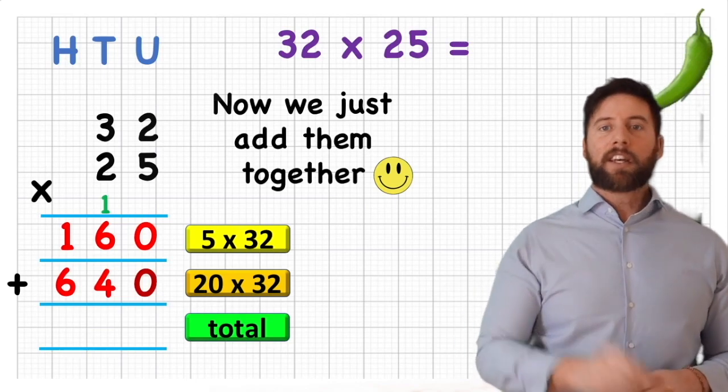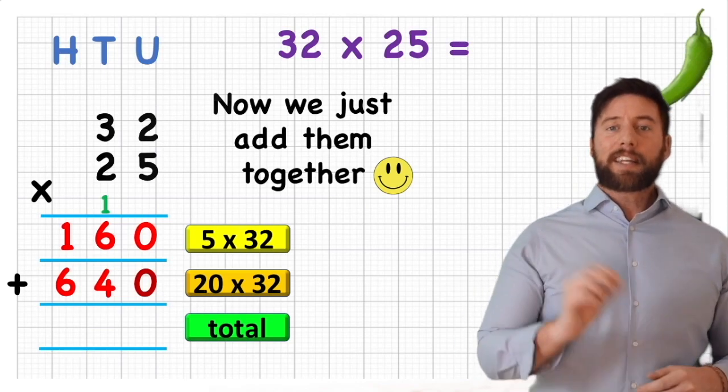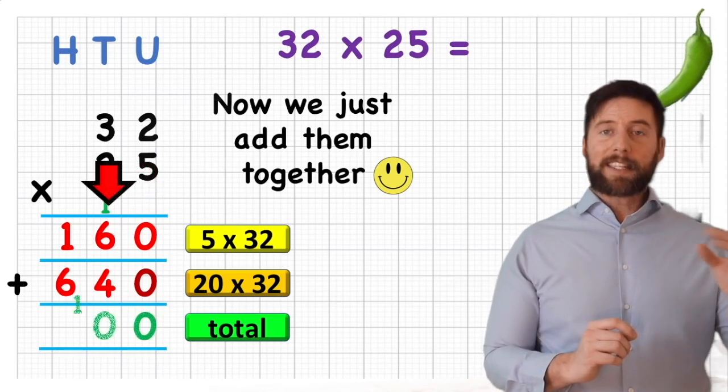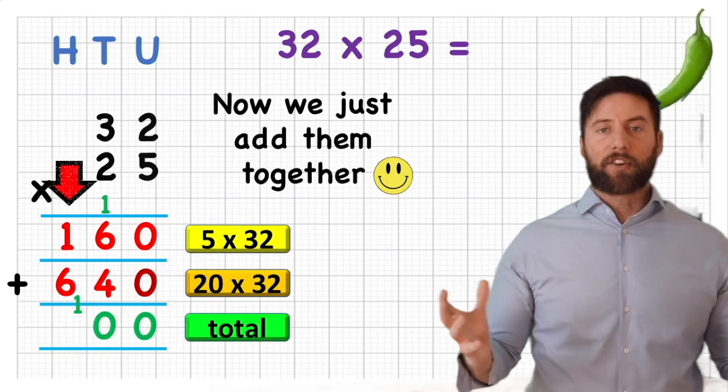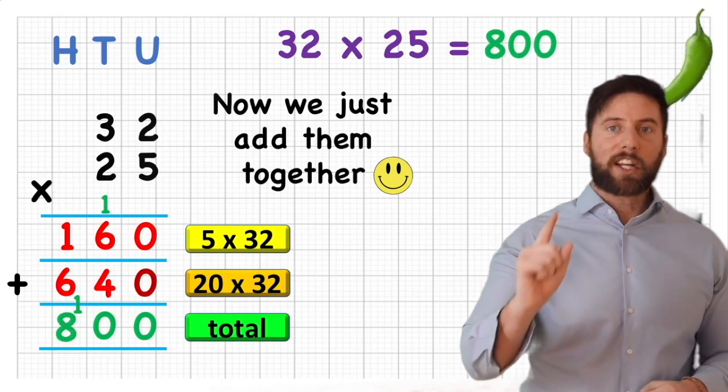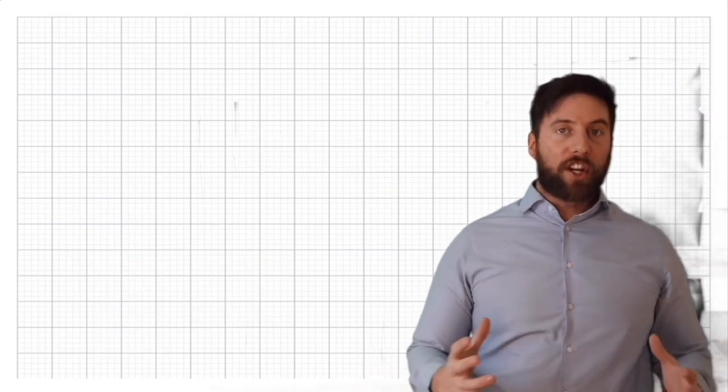Again, starting at our units, 0 and 0 is 0. 6 and 4 is 10. Remember to move the 1 across. 1 and 6 is 7, plus the 1, 8. 800. 32 times 25 is 800, and that's a green chili challenge. Okay, let's look at an orange chili challenge.